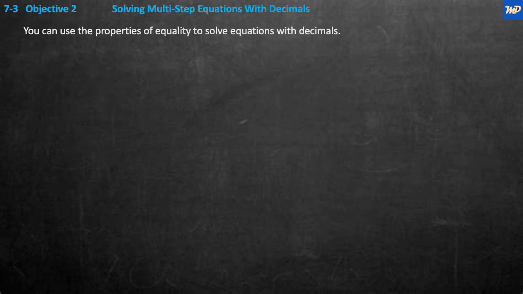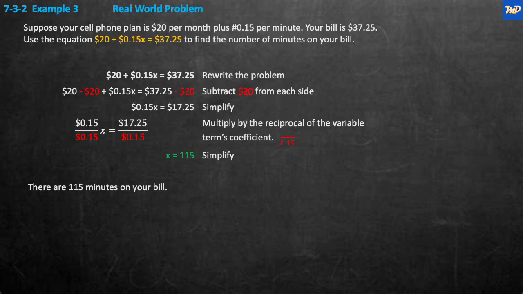So for objective 2, solving multi-step equations with decimals, we're going to find out that you can solve an equation with a decimal. You can use the properties of equality to solve these equations. So let's move on to the next slide and we'll find out how. So as on the others, example 3, a real world problem, we've got some type of a story to deal with here.